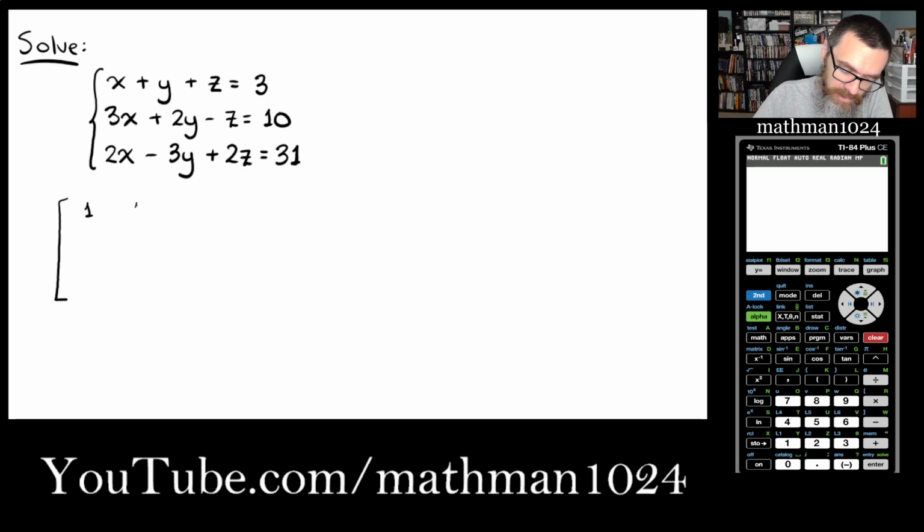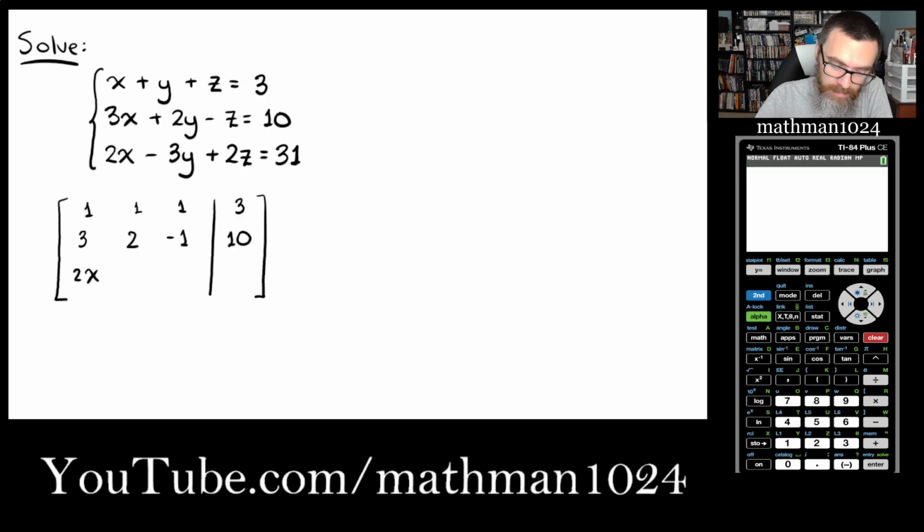So we have 1x, 1y, 1z equals 3. Then we have the second equation, 3x, 2y, negative 1z, equals 10. And then we have 2x, nope, no x, negative 3y, 2 for the z, and then 31. All right.